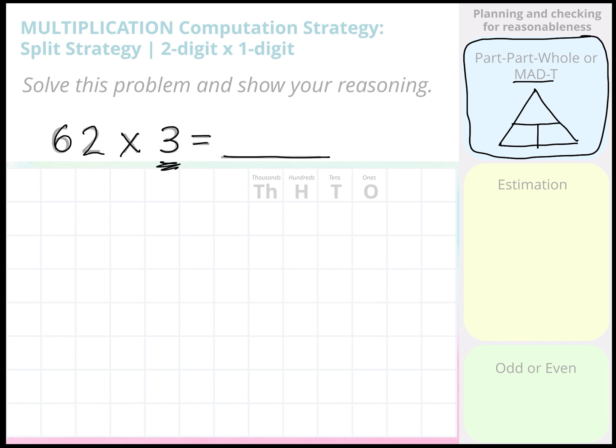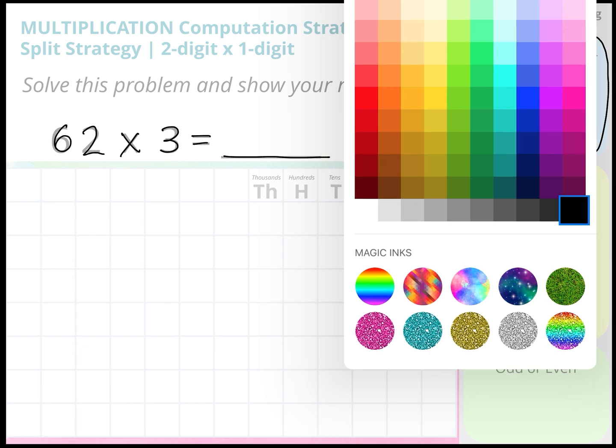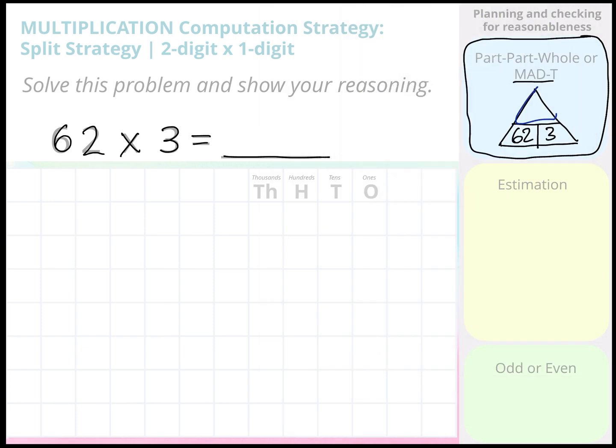So I've got 3 groups of 62 or 62 groups of 3, whichever way you like it. So that means it's going to be the same as 62 plus 62 plus 62. Okay, so it's going to be a lot bigger than 62. So 62 times 3 is I don't know. So I know that my answer is going to be larger than 62 and larger than 3.